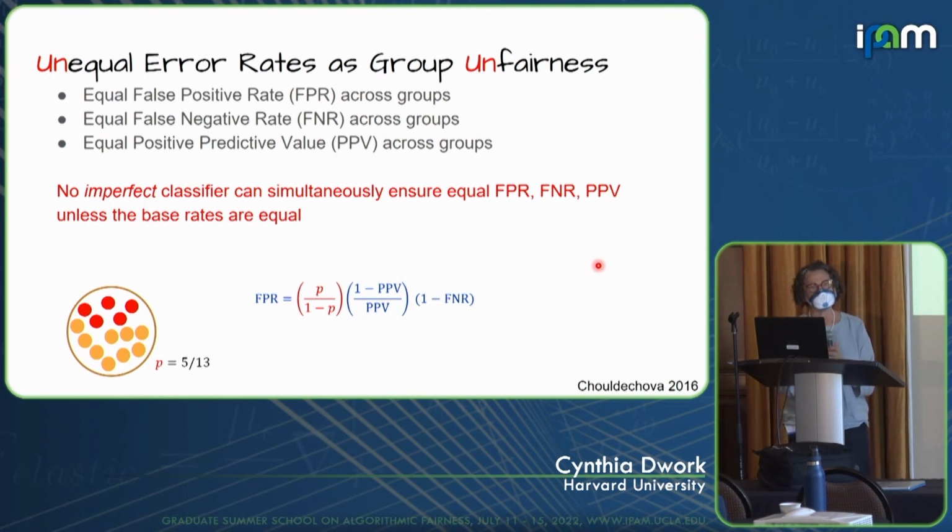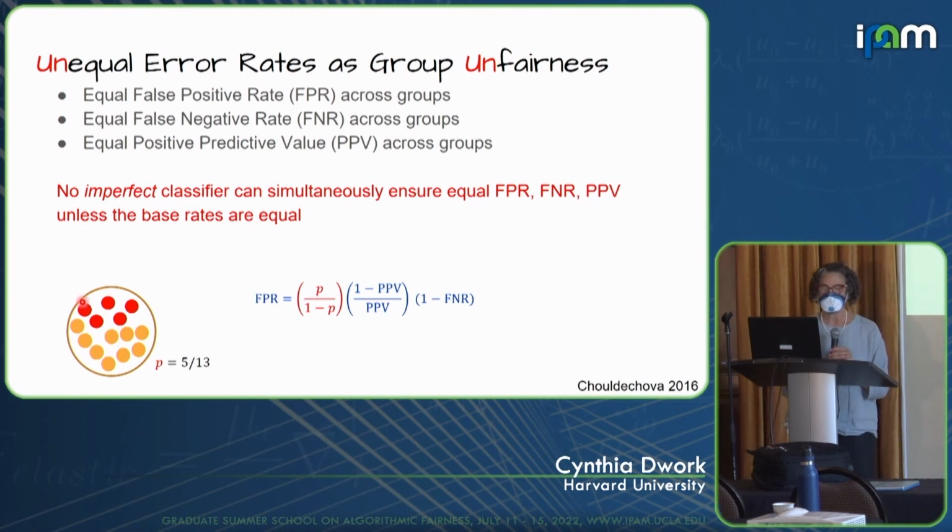And the result by Chouldechova says that if you have an imperfect classifier, and classifiers will be imperfect, unless your error rates are 0, no imperfect classifier can simultaneously ensure equal false positive, false negative, and positive predictive values unless the base rates for the two groups are equal. The base rate is, here are the people in the group, some of them are positive, and that's the base rate for that group.